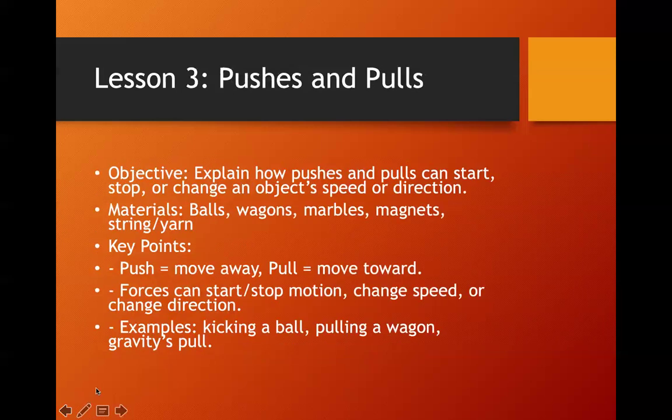In Lesson 3, Pushes and Pulls, the objective is to explain how pushes and pulls can start, stop, or change an object's speed or direction. Materials are balls, wagons, marbles, magnets, string, and yarn. The key points to hit on in this lesson are that push means to move away, while pull means to move toward. Forces can start or stop motion, change speed, or change direction. Examples may be kicking a ball or pulling a wagon.